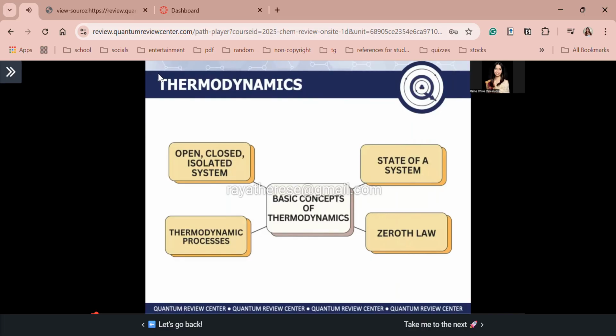Now, first we will discuss the basic concepts of thermodynamics, starting with the open, closed, and isolated systems, state of a system, zeroth law, and the thermodynamic process. So, syempre, establish muna natin, guys, yung mga basic concepts, okay? Para hindi tayo mahirapan in reviewing thermodynamics.